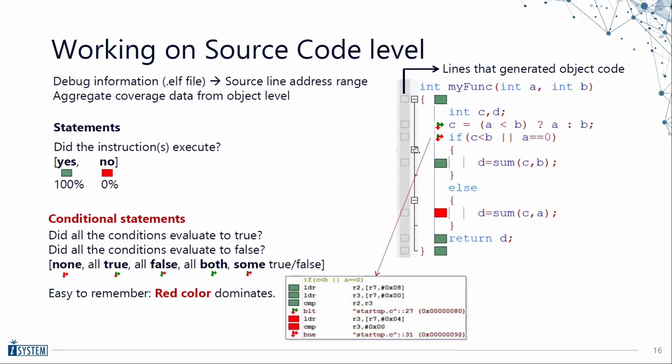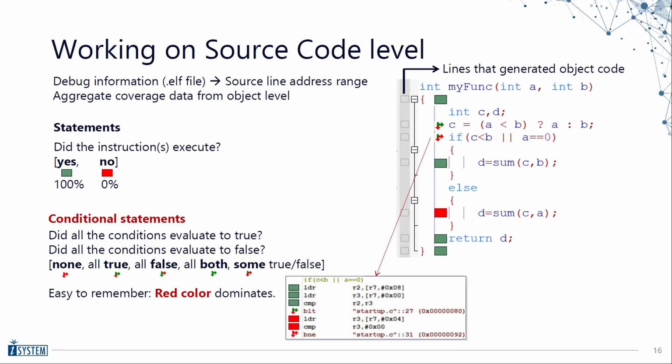You may also notice that there is a square on an opening bracket. This is usually function prolog generated by the compiler. Each such square will be considered for code coverage. Once we know which instructions belong to the source line, we merge the object level coverage to show it on the source level.